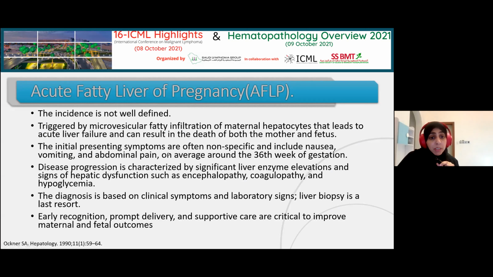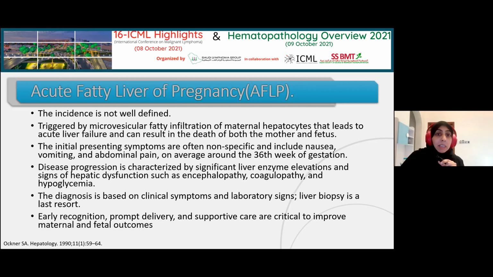The initial presentation is non-specific, with GI symptoms. With disease progression, it is characterized by significant liver enzyme elevation and signs of hepatic dysfunction, such as encephalopathy, coagulopathy, and hypoglycemia. The diagnosis is based on clinical and laboratory signs, and liver biopsy is the last resort.